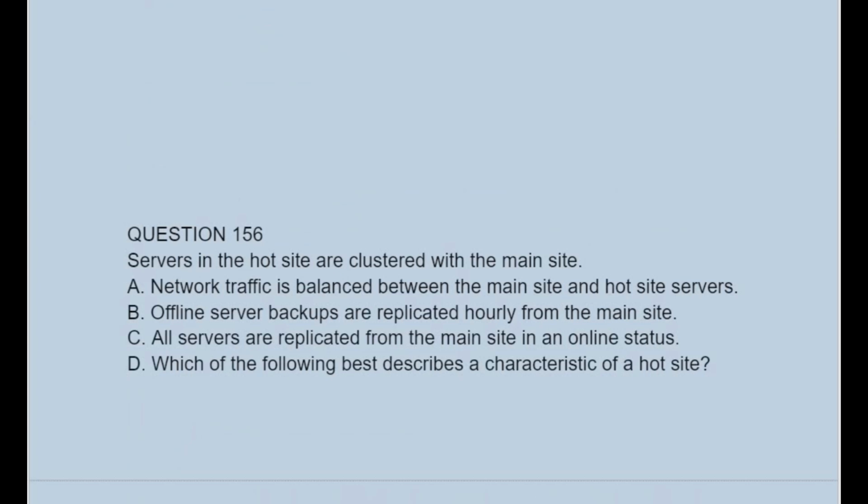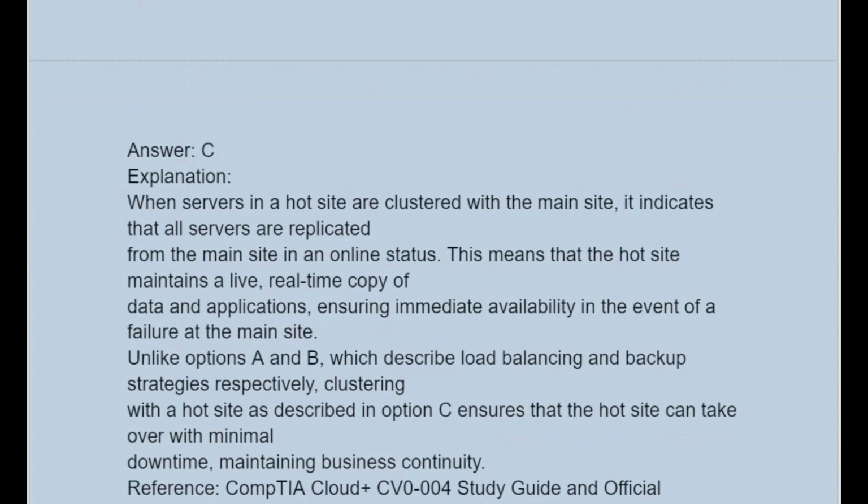Question is, servers in the hot site are clustered with the main site. Option A. Network traffic is balanced between the main site and hot site servers. Option B. Offline server backups are replicated early from the main site. Option C. All servers are replicated from the main site in an online status. Option D. Which of the following best describes the characteristics of a hot site? Correct answer is option C.